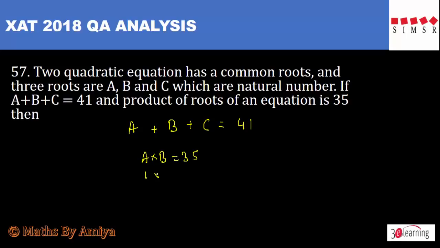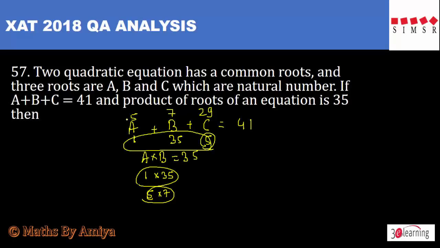So we can say we have A and B as 1 and 35, or 5 and 7. So we could have only two such pairs. If we have 1 and 35, the total is 36, so C should be 5. If this one is 5 and this one is 7, the total is 12, so this would be 29. So in both the cases, we can say 5 is one of the roots of an equation. So our answer is 5 is one of the roots of any equation. We can be damn sure about this. Other statements are also correct, but that 5 is one of the roots of one equation is always correct. So this one is our answer.